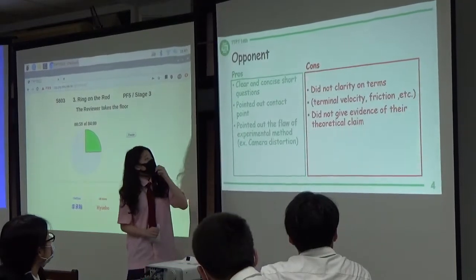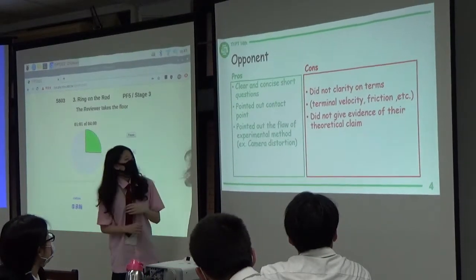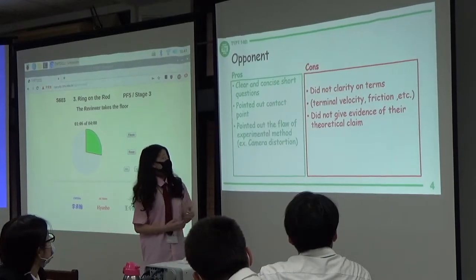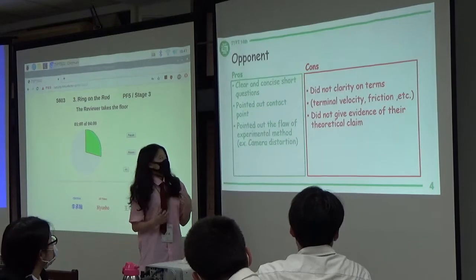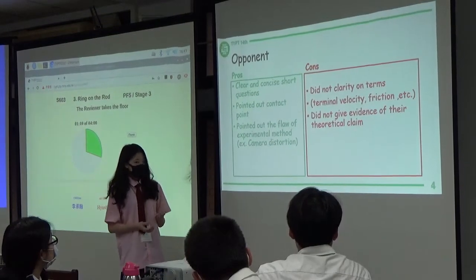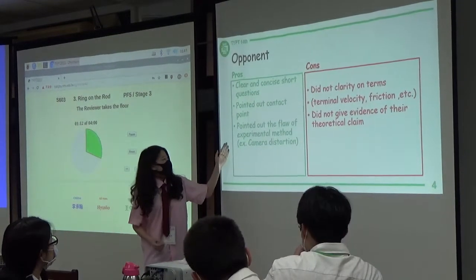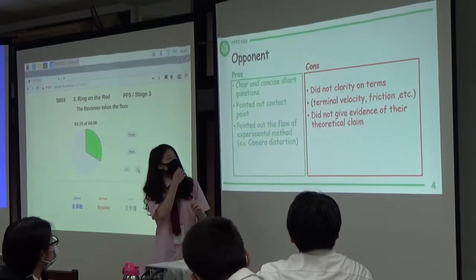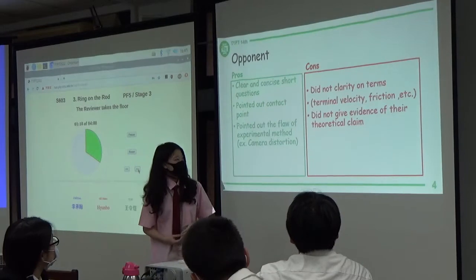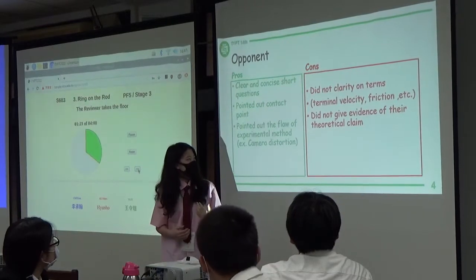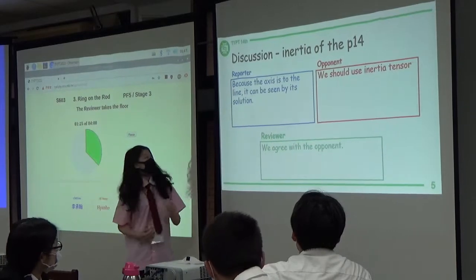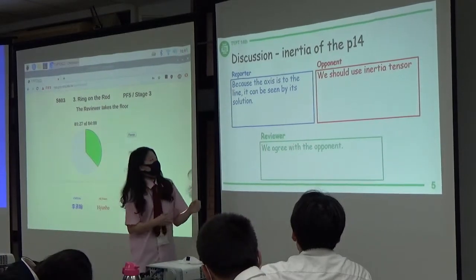Okay, and here are the pros and cons of the opponent. The opponent asked clear and concise short questions, pointed out the contact point and some pretty interesting questions, and pointed out the full experiment method like the camera. The cons are that he did not clarify the terms and did not give evidence for their theoretical claim. Okay, and here's the first question that the reporter and the opponent discussed.